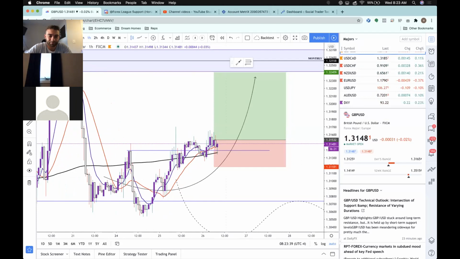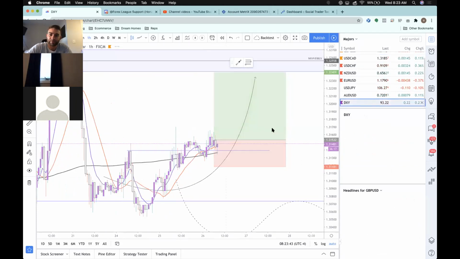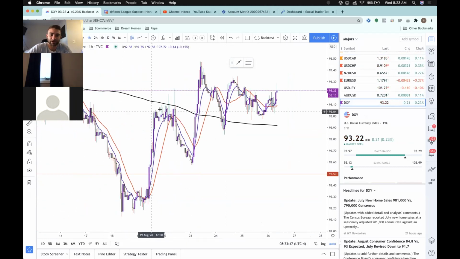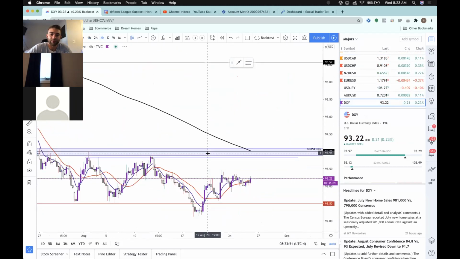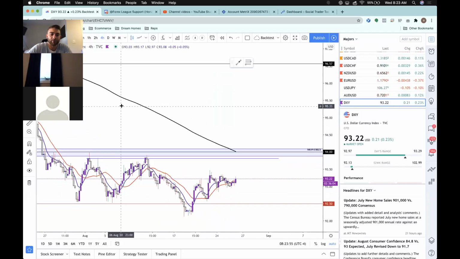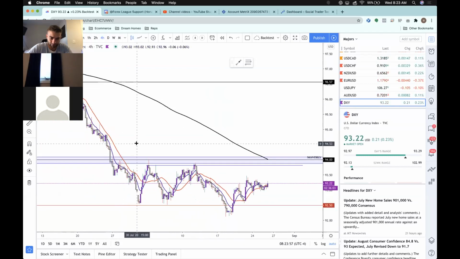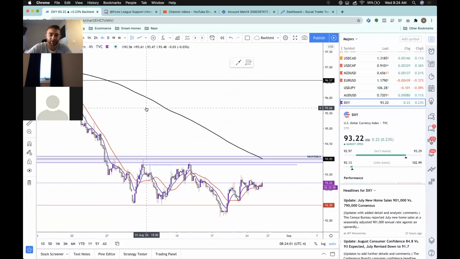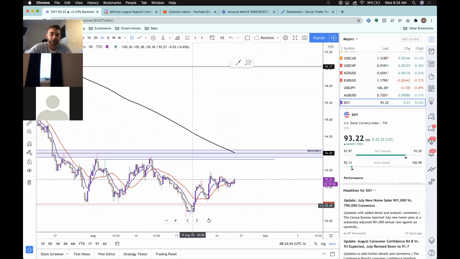So let's start off with GU. Like Nick was saying, DXY is definitely pulling back right now on the 1 hour. Definitely bullish on the 1 hour. But as we hop up to the 4 hour and the daily, overall we are still bearish. We're definitely still bearish on this indice, the dollar index.